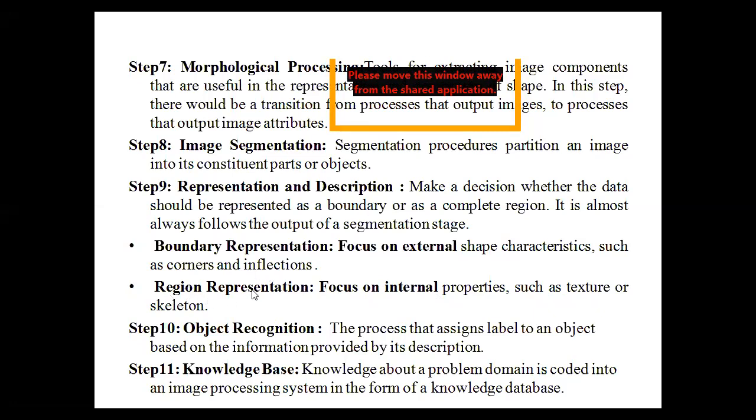This is about the boundary representation and region representation. The next one is object recognition. Object recognition in the sense, the process that assigns a label to an object based on the information provided by its description. So each object has some unique label. Okay, so a label to an object based on the information provided by its description.